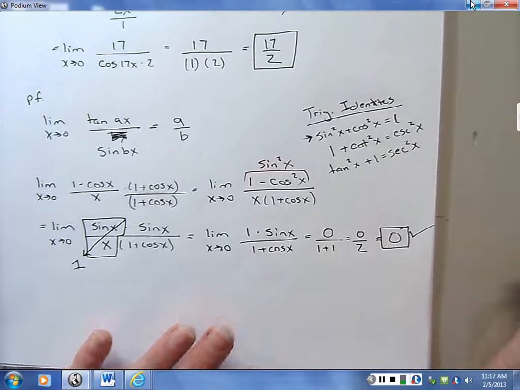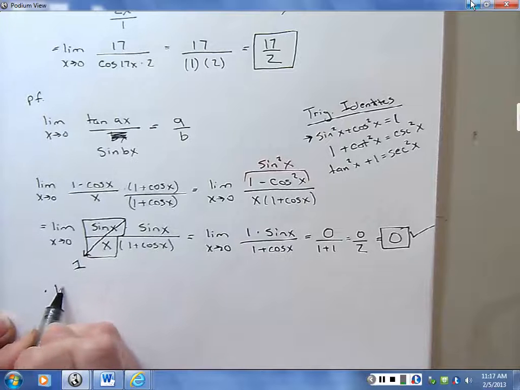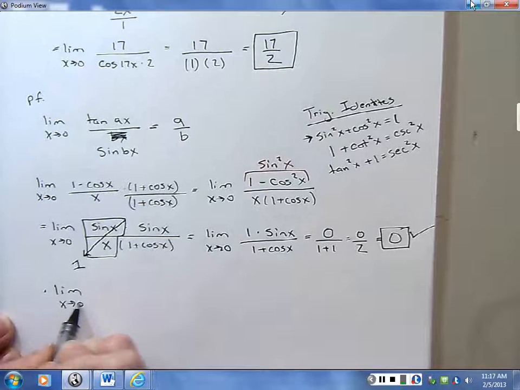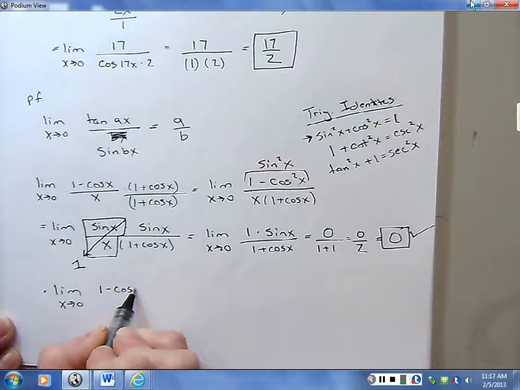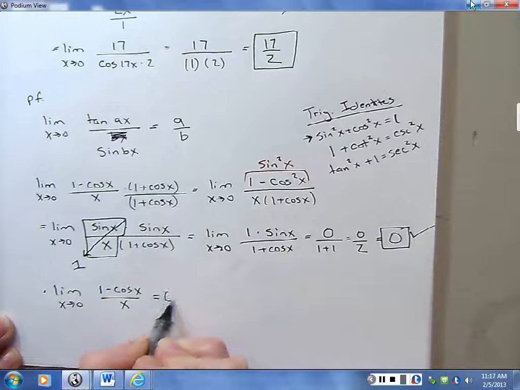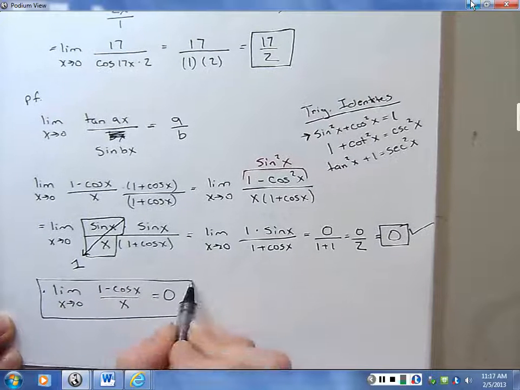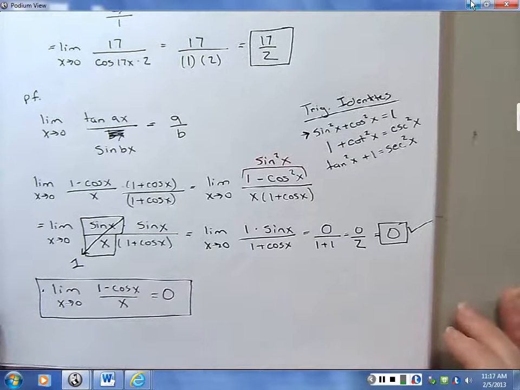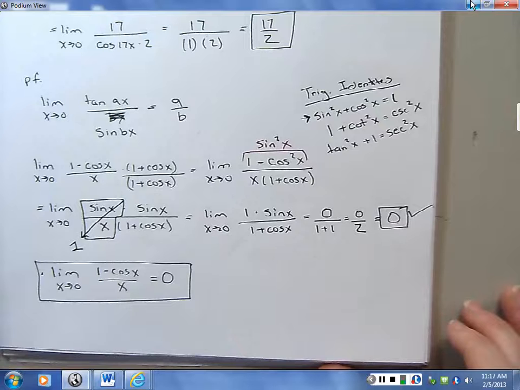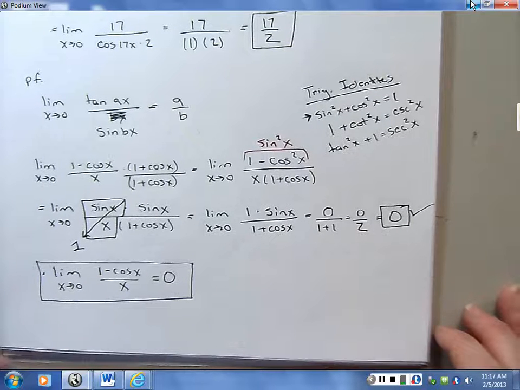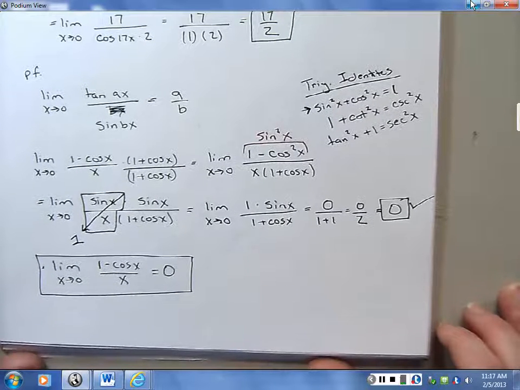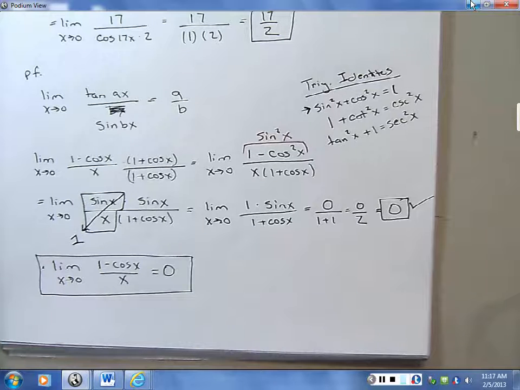So it turns out now you can use that the limit as x goes to 0 of 1 minus cosine of x over x equals 0. In any problem you might come across, you could use this. If I ask you to prove this, you need to do this kind of work. You see an example where this might come up, 1.6.